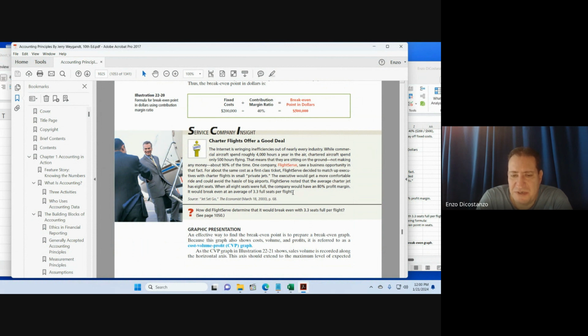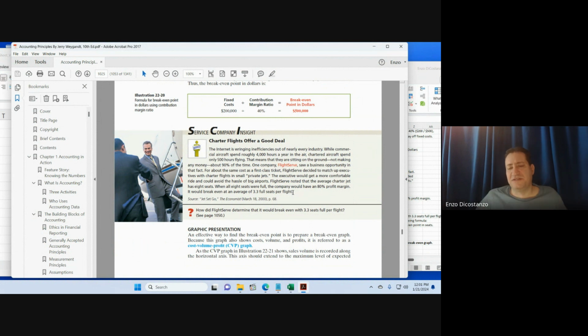FlightServe saw a business opportunity in the fact that for the same cost as a first-class ticket, it could match up executives with charter flights on small private jets. They'd get a more comfortable ride and avoid the hassle of a big airport, and the average charter jet has 8 seats. So they're almost turning it into a commercial flight, in a sense. When all the seats are full, they have an 80% profit margin, and they break even at 3.3 full seats per flight.